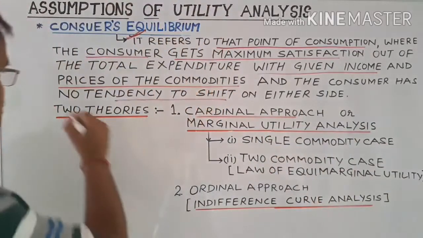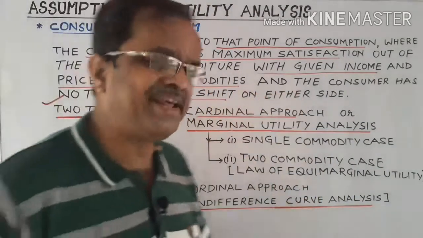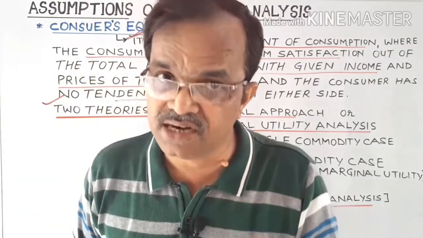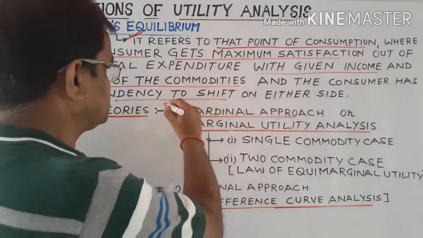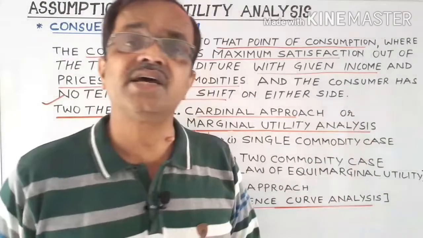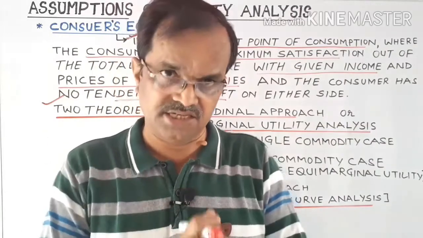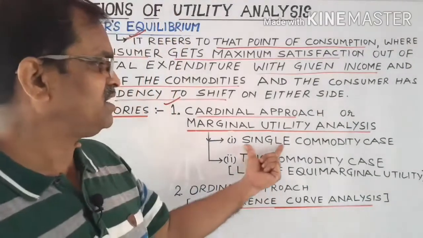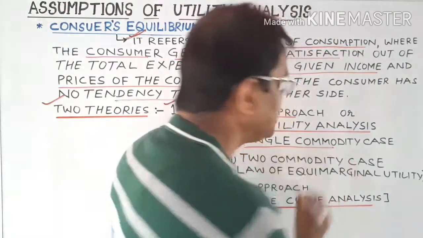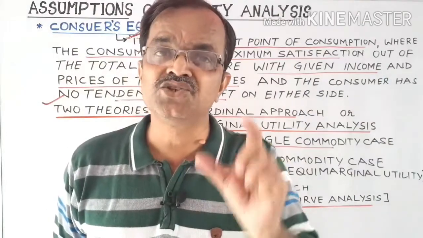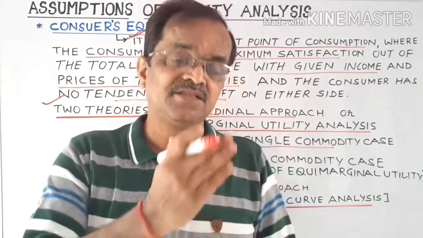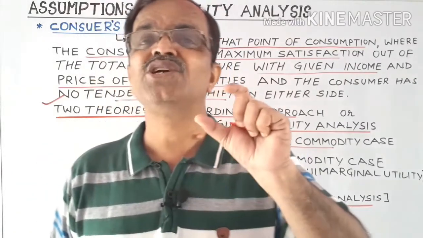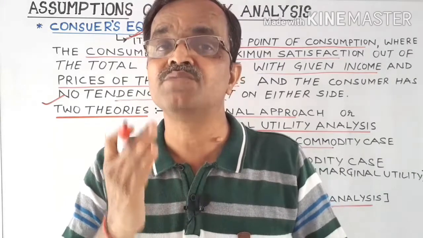Now there are two theories to explain the concept of consumer's equilibrium. The first theory is called the Cardinal Approach, also called Marginal Utility Analysis. This theory contains the description of two cases. The first one relates to the single commodity case, where the consumer is consuming only one commodity, and the theory explains how the consumer reaches the point of equilibrium, or the point of maximum satisfaction.